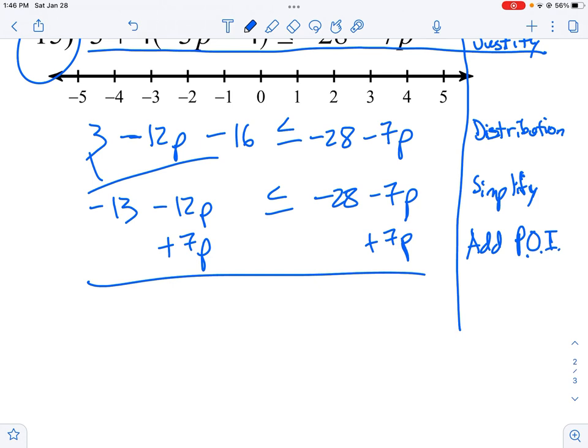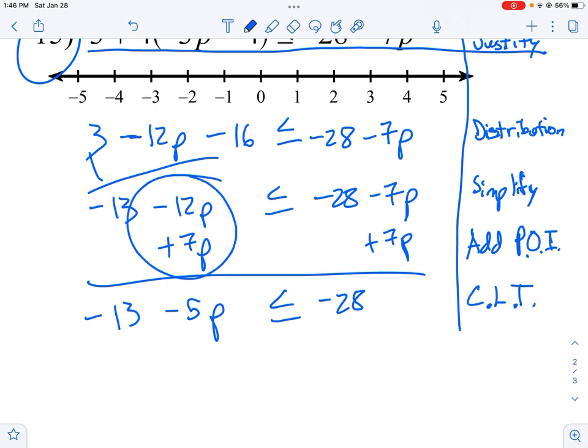But now I'm going to do some simplifying here, well, combining like terms really. I still got subtract 28 over here. The 13 doesn't have anything to combine with, but these two can combine. Negative 12p plus 7p, it's going to be negative 5p. And since I'm still only adding on both sides, I'm not going to flip my inequality around. But the property that lets me combine those terms together is called combine like terms, or CLT. And we're going to put that because these have variables. Whereas up here, these didn't have variables, so we're just putting simplify.